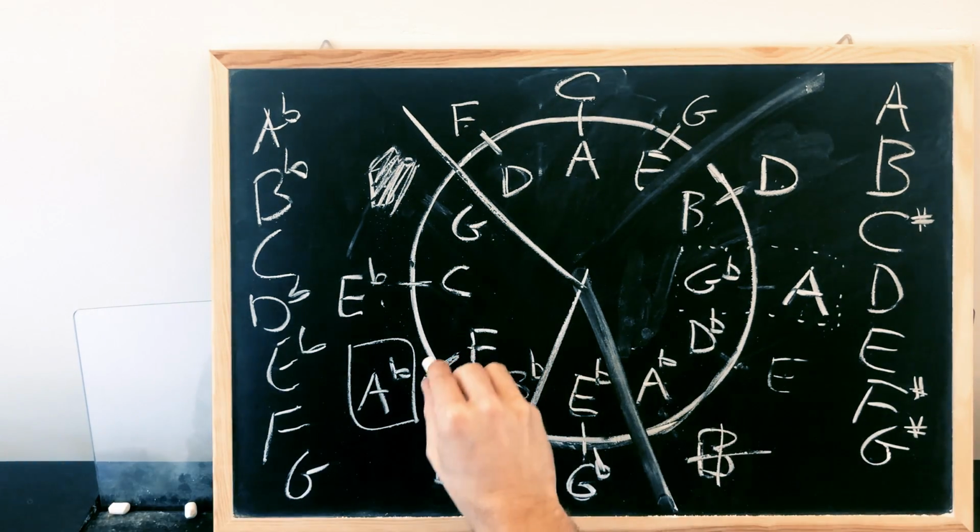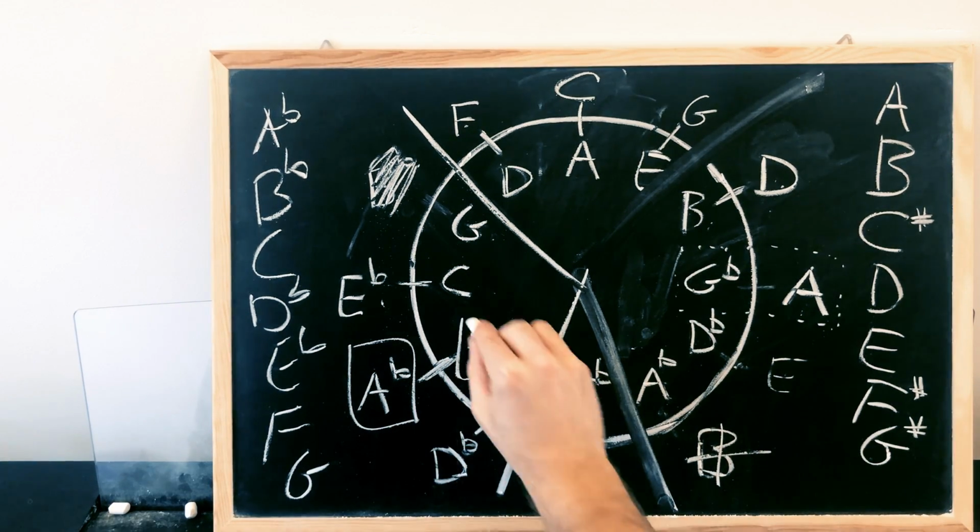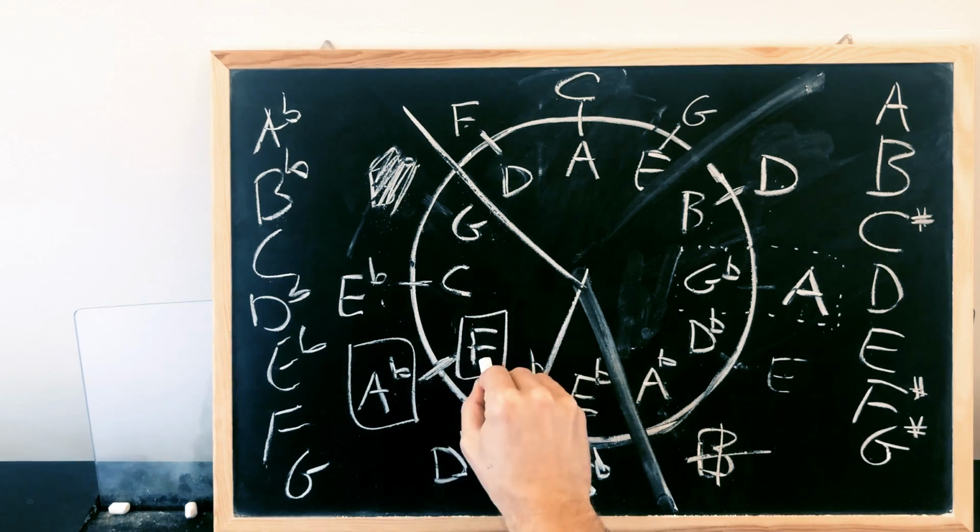Keep in mind, if I want to find the same minor scale, we have that note on the inside of the circle. A flat and F are the same.